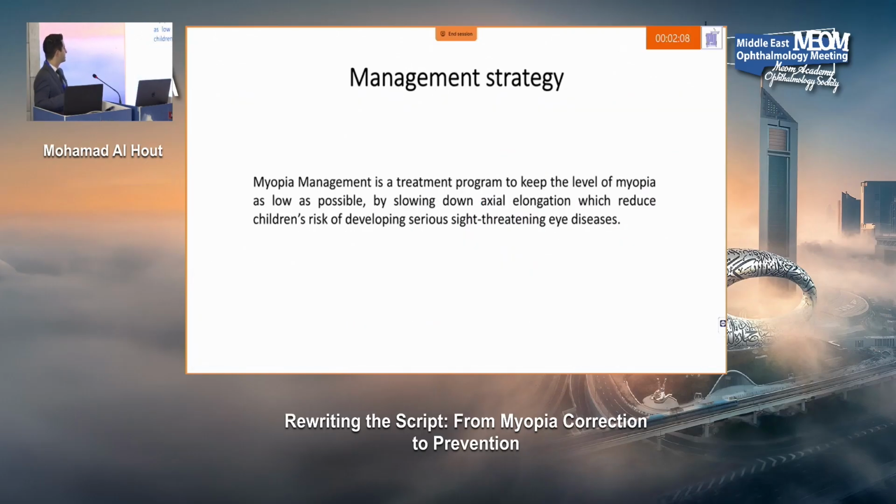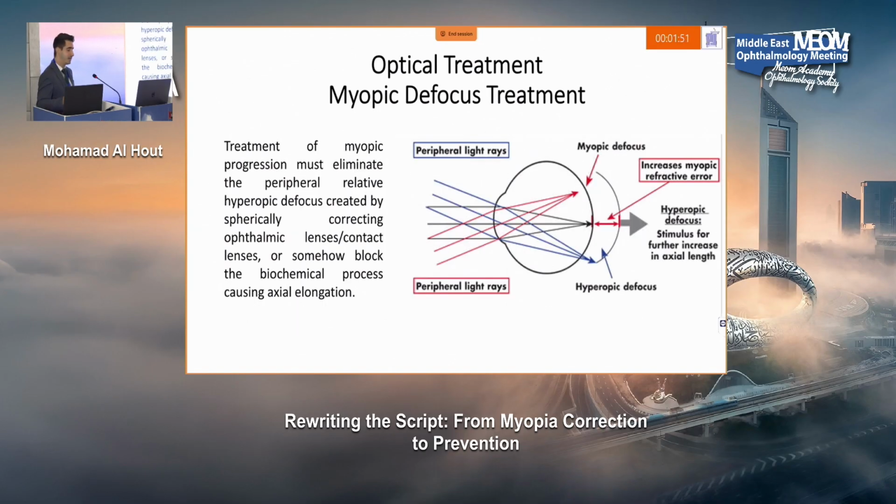Myopia management is a treatment program to keep the level of myopia as low as possible by slowing down the axial length elongation, which will reduce the children's risk of having many ocular pathologies later in life. As we all know, the aim first is to correct myopia and to treat or manage myopia. How do we do it?